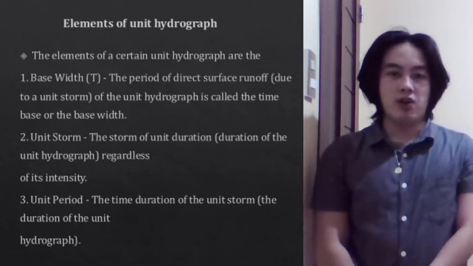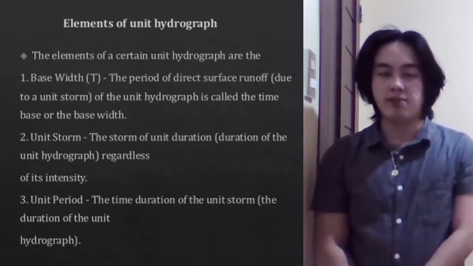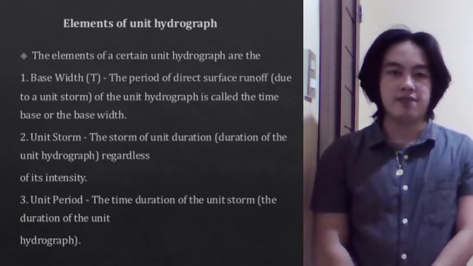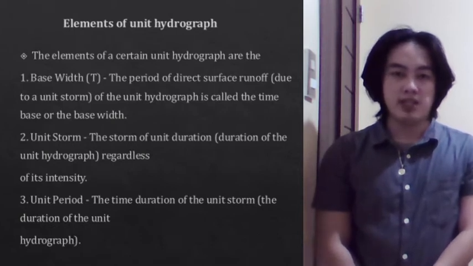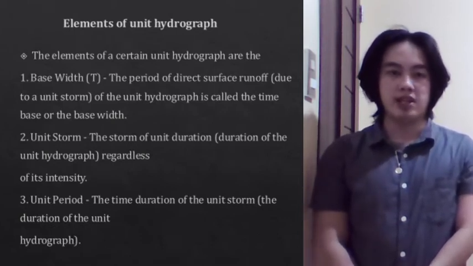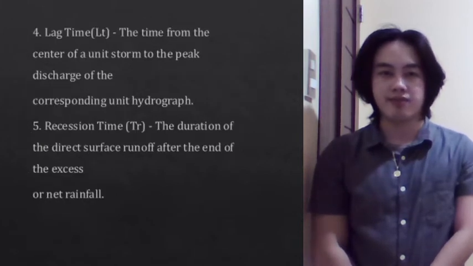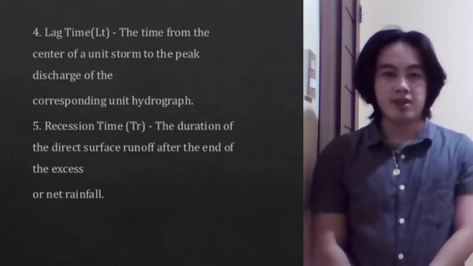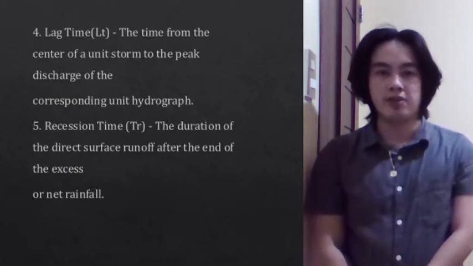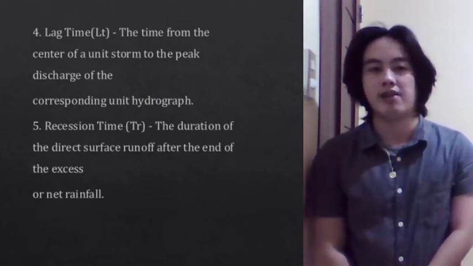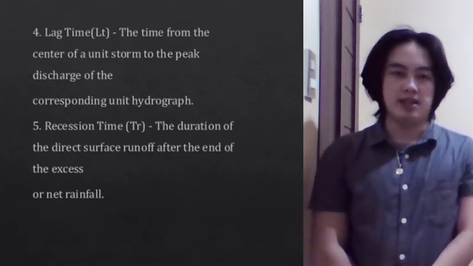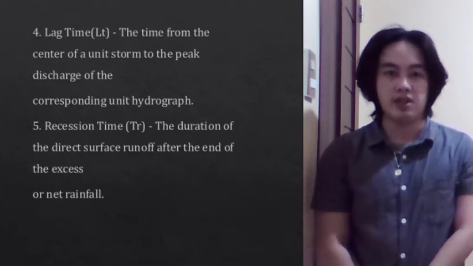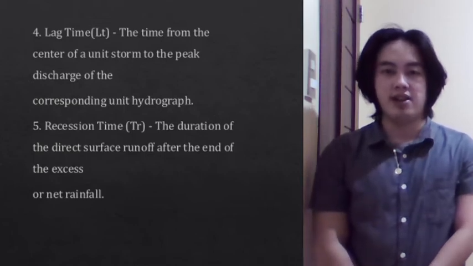Next is unit storm. The unit storm is the storm of unit duration of the unit hydrograph, regardless of its intensity. The third one, unit period: the time duration of the unit storm of the unit hydrograph. And the fourth, lag time or LT: the time from the center of the storm to the peak discharge of the corresponding unit hydrograph. And the fifth is recession time, the duration of the direct surface runoff after the end of excess rainfall.